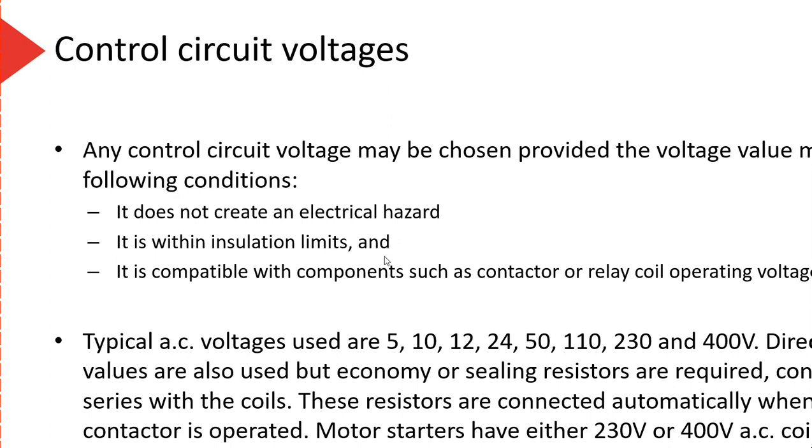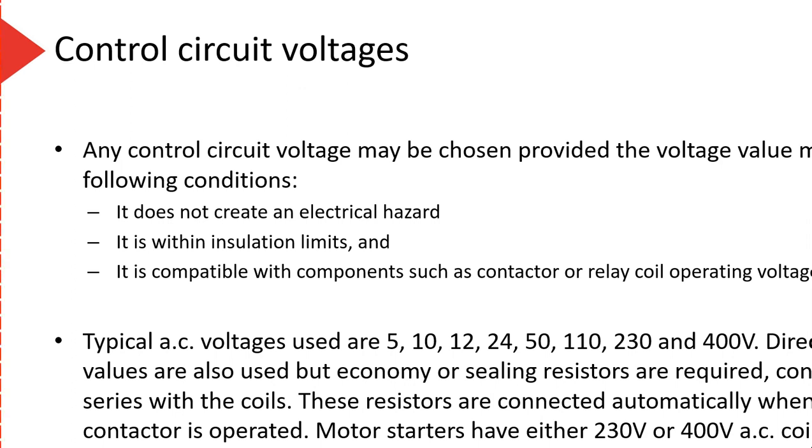Any control circuit voltage may be chosen provided the voltage value meets the following conditions. It does not create an electrical hazard, it is within the insulation limits, and is compatible with the components such as contactor or relay coil operating voltages. Typical DC voltages used are 5, 10, 12, 24, 50, 110, 230 and 400 volt. AC values are also used, but economy or ceiling resistors are required connected in series with the coils. These resistors are connected automatically when the contactor is operated. Motor starters have either 230 volt or 400 volt AC coils.